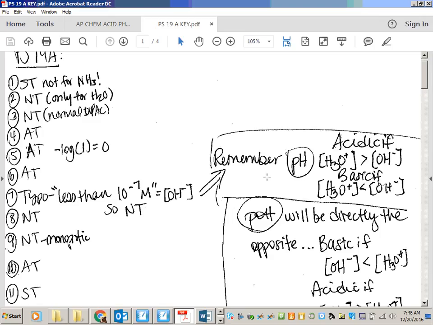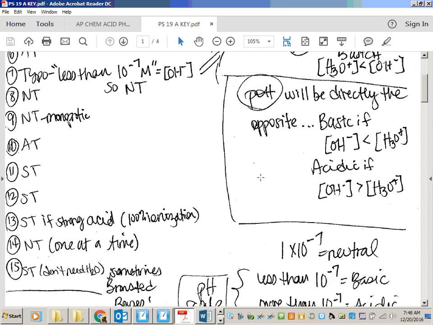7, if it's less than 10 to the negative 7th, then it's a basic solution. So that's not true the way it was written. But you should know that we kind of just talked about the exponents give you indication if it's acidic, basic, or neutral. 8, not true. 9, not true. 10, always true. 11, sometimes true. 12, sometimes true. 13, sometimes true. 14, never true. And 15, sometimes true.